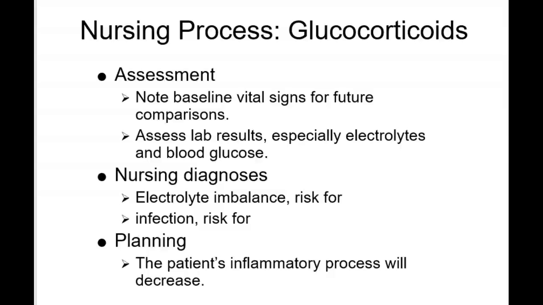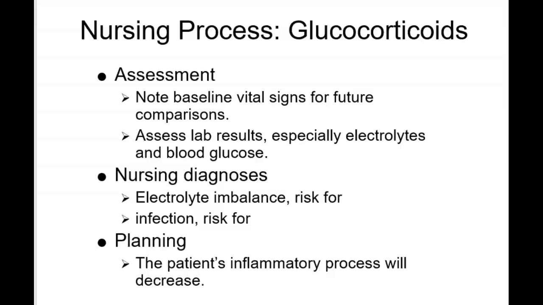Now looking at your purple nursing process box for glucocorticoids. In terms of assessment, we want to note baseline vitals for future comparison and assess lab results, including electrolytes such as potassium and blood glucose levels. We want to get a patient's weight and also urine output. Corticosteroids can cause fluid retention and weight gain. Assess patient's medical and herbal history. Report if the patient has glaucoma, cataracts, peptic ulcer, psychiatric problems, or diabetes. Glucocorticoids can intensify these health problems.